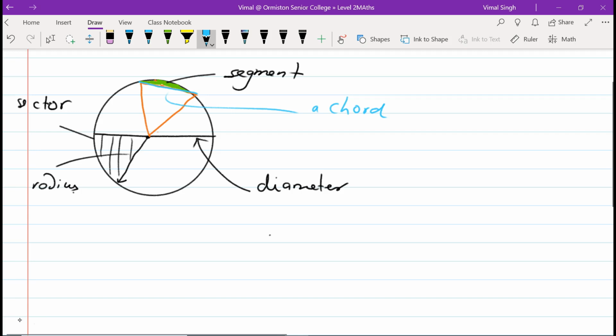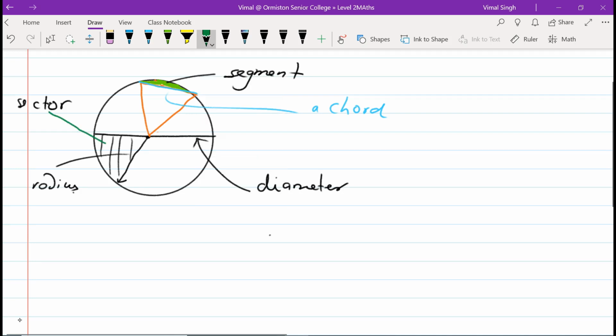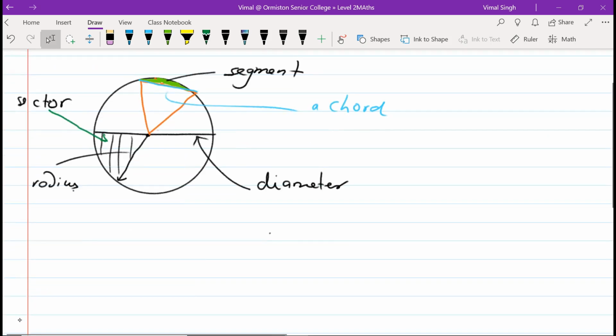And you all know what a diameter is, alright? So I'm just going to relabel this bit over here because I don't like it. Let's try this. Green. So that is called a sector here. Okay, so let's move on.